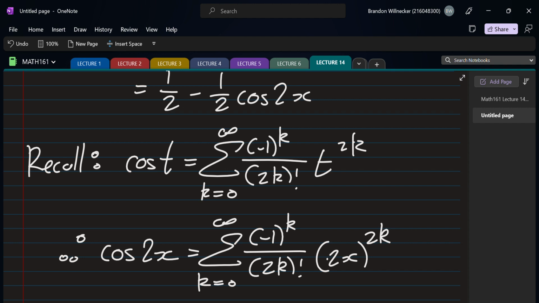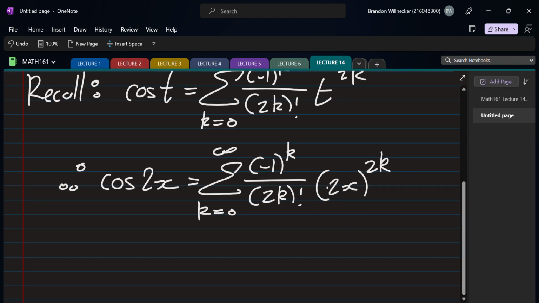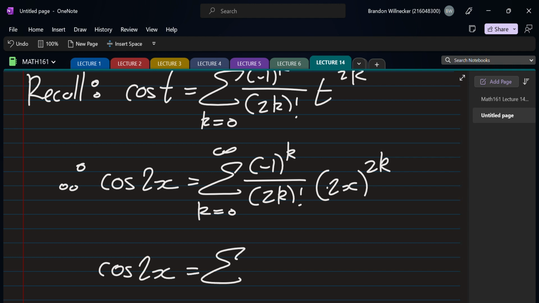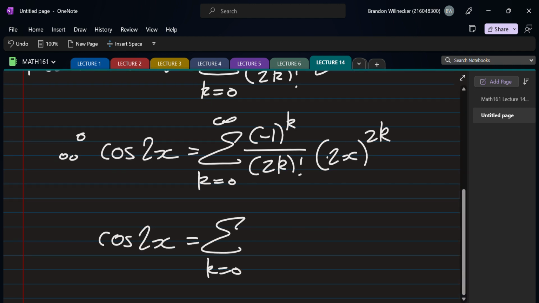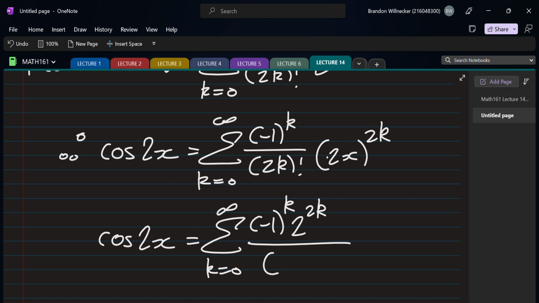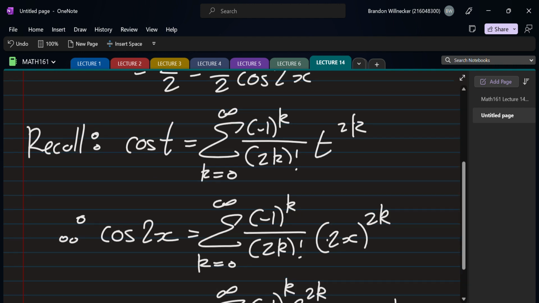If that was like x squared, you just put in your x squared. If it was x cubed, you put in your x cubed. So here we can fix this up. So this will be cos 2x. That's the sum from k equals 0 to infinity of (-1)^k. The 2 to the 2k we can take out. So it will be 2^(2k) over (2k)! x to the 2k. Okay, so that's for the cos 2x.